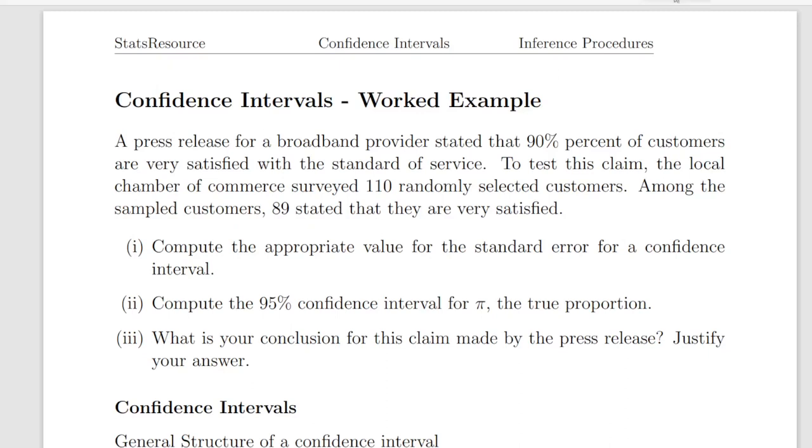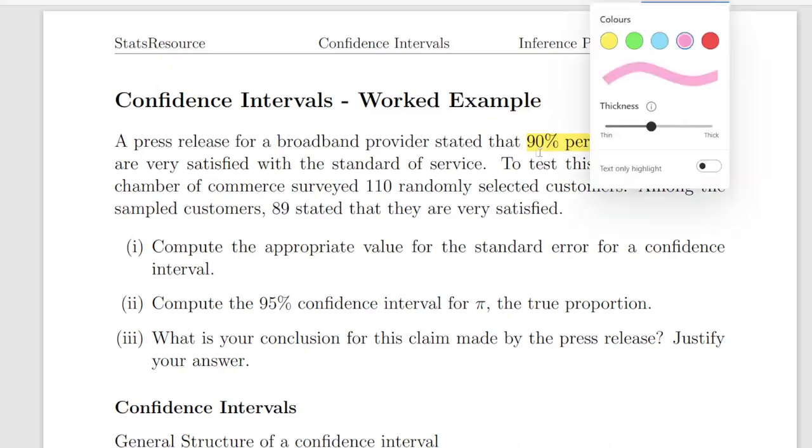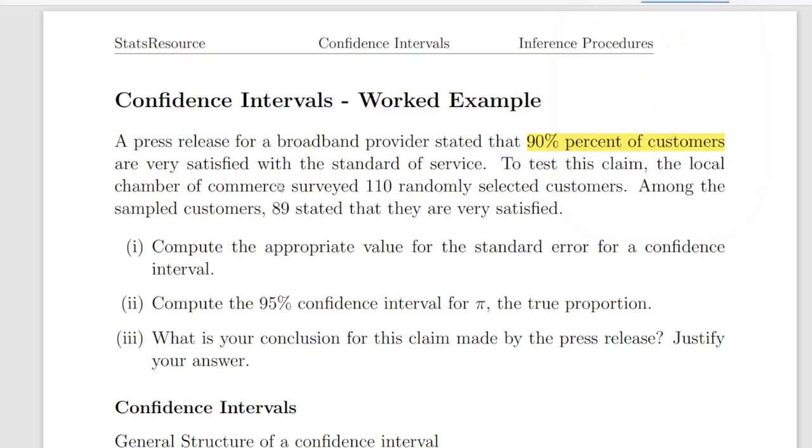A press release for a broadband provider stated that 90% of the customers are satisfied with the standard of the service. However, to test this claim, the local Chamber of Commerce surveyed 110 randomly selected customers, and of that 110 randomly selected customers, 89% stated that they were very satisfied.